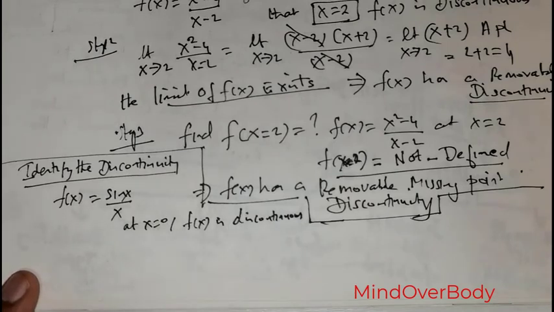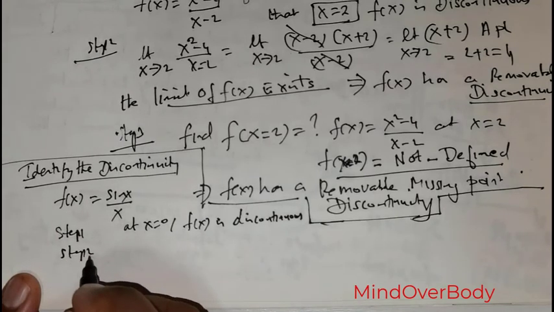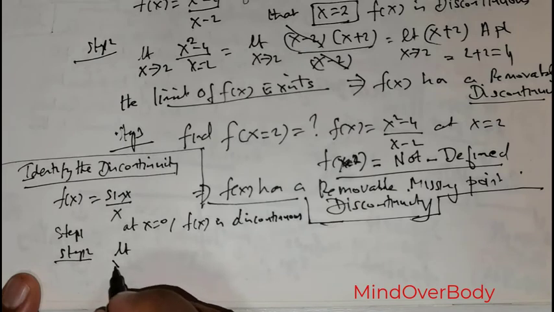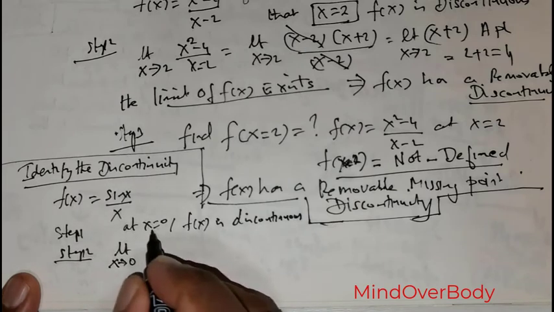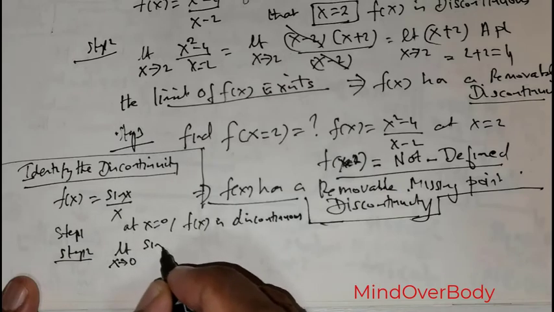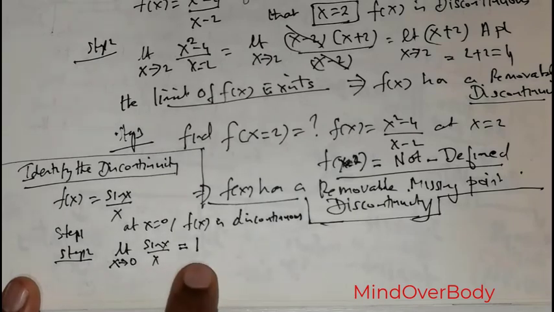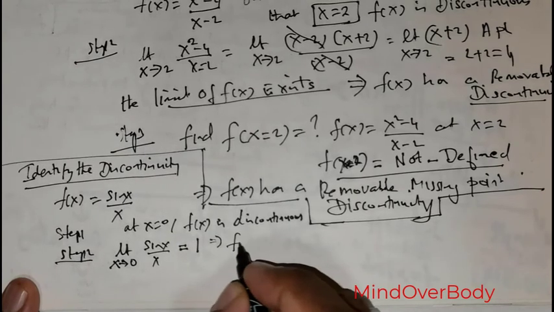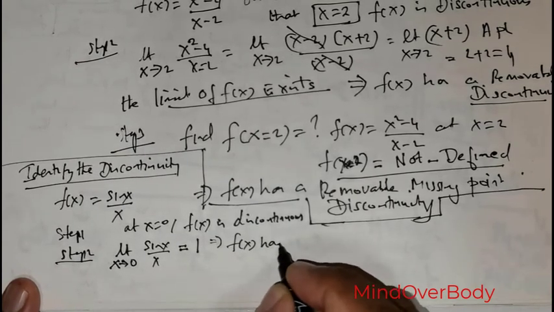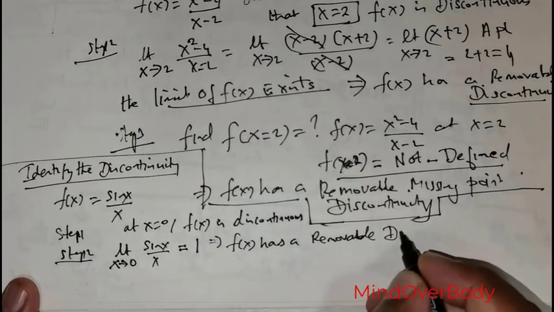Now after you have obtained this, this is my step 1. My step 2, you will have to find the limit of this function at this particular point. So we are looking at this point of discontinuity. So that's going to be limit x tending to 0 of sin x over x. So this is a popular result. So the limit of the function exists. So this means f of x has a removable discontinuity.